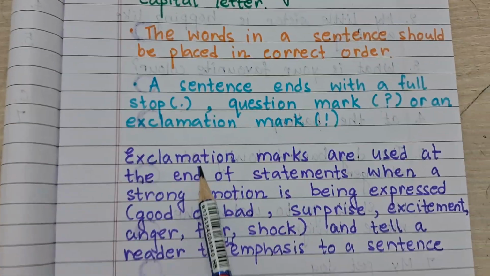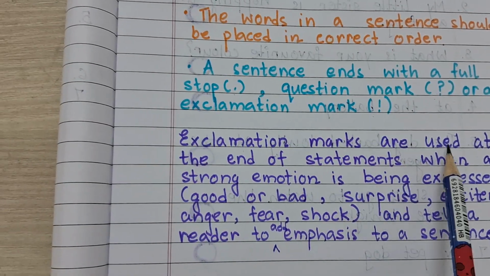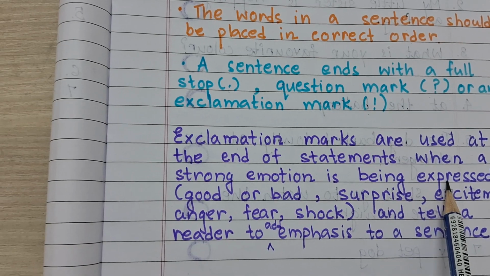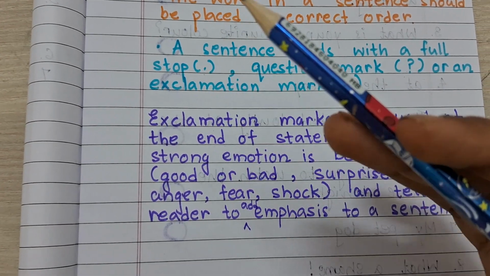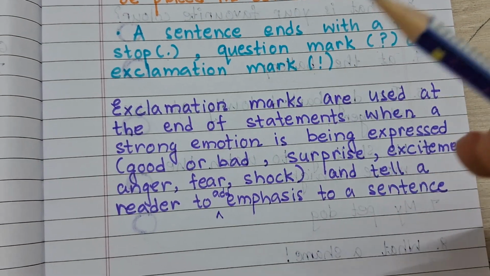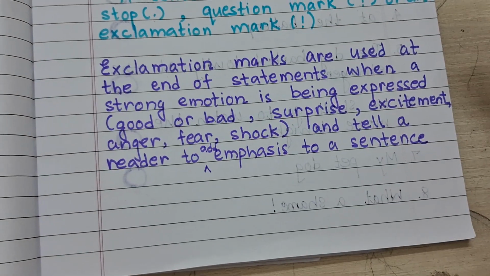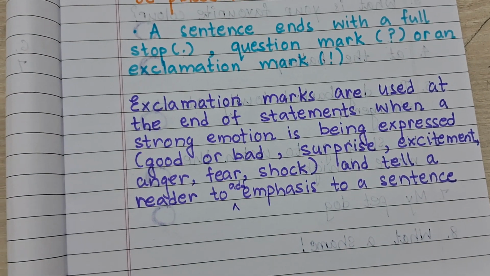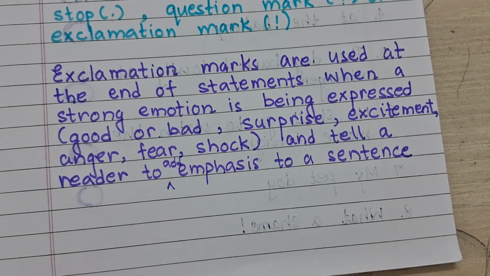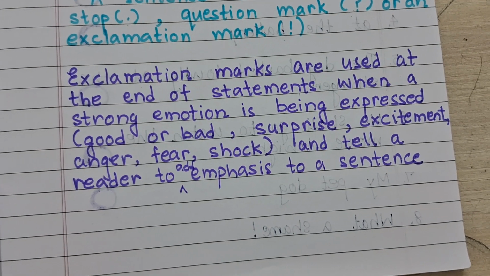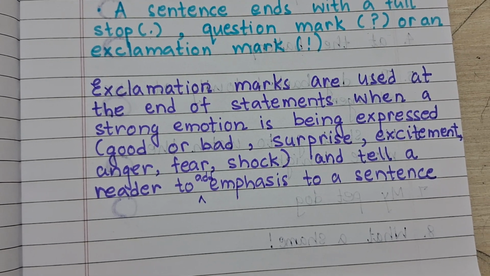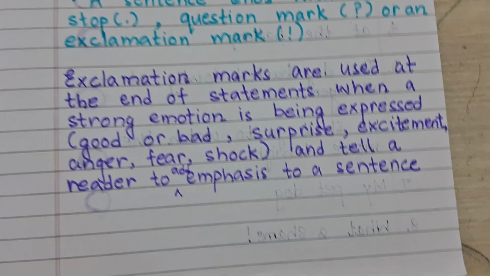So, one point you should remember: exclamation marks are used at the end of statements when a strong emotion is expressed. The emotions of a person, that might be a good emotion, that might be a bad emotion. If someone gets surprised to see someone, "Oh my God!", we put an exclamation mark after that, right? When we are talking to someone in excitement, we put an exclamation mark. When we get shocked, when we are in fear, those sentences will end with an exclamation mark.